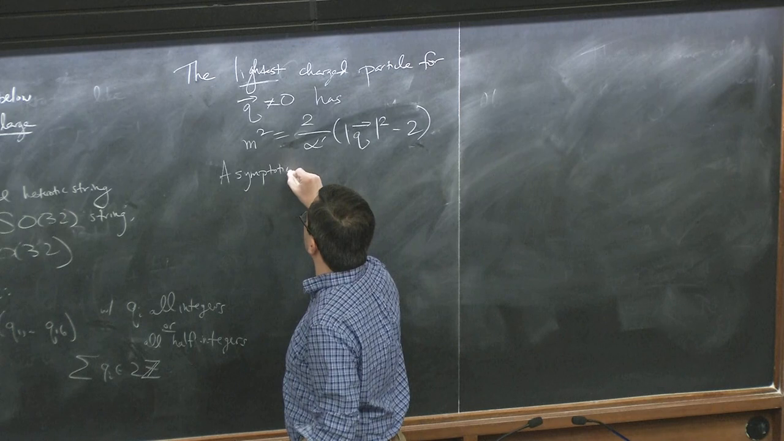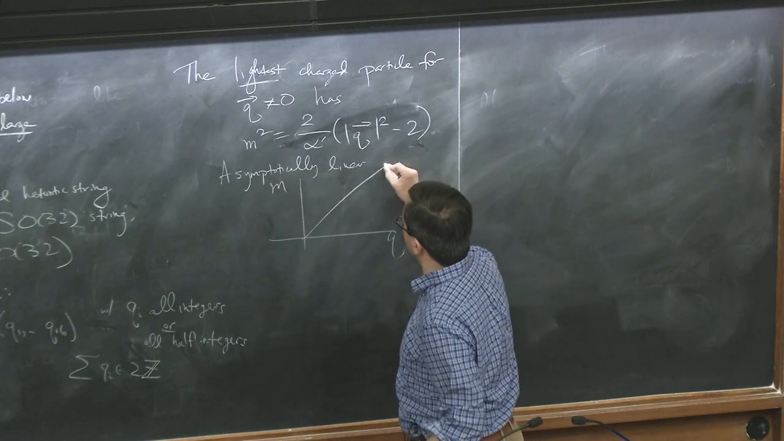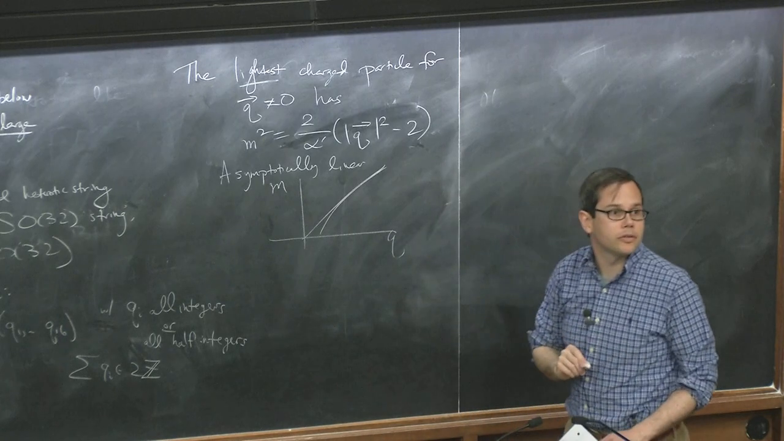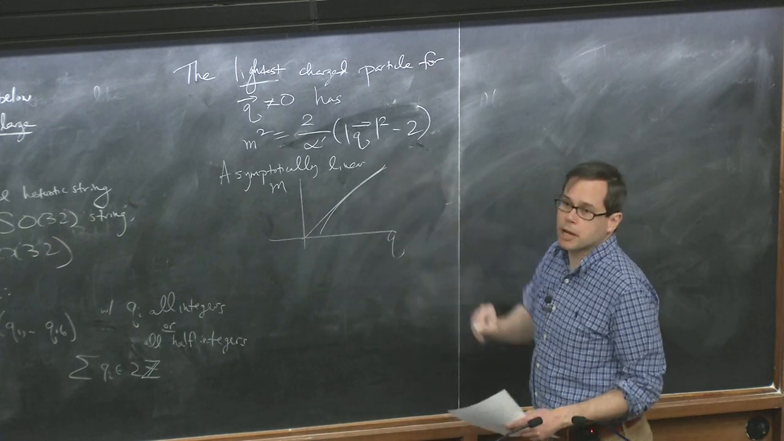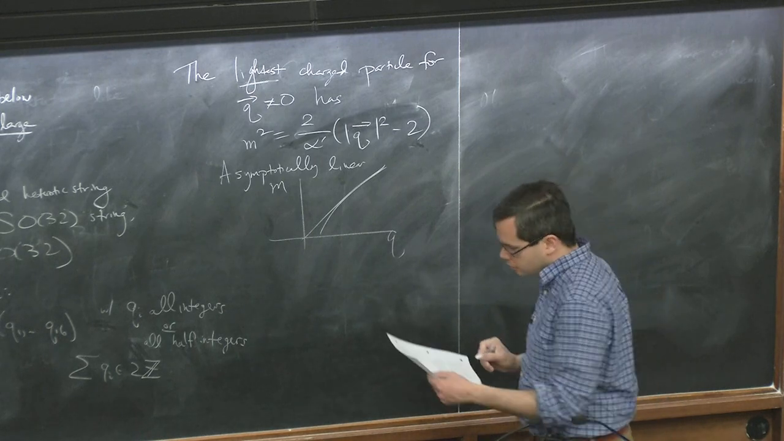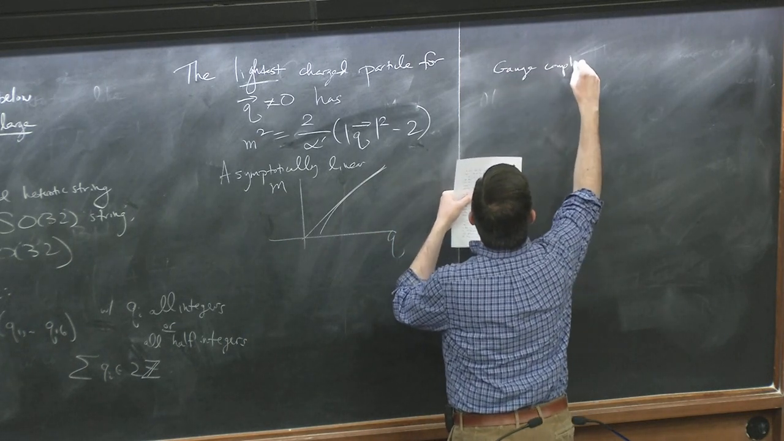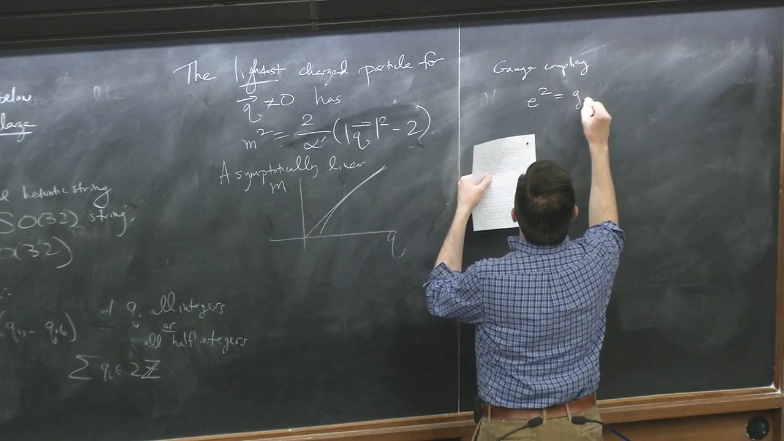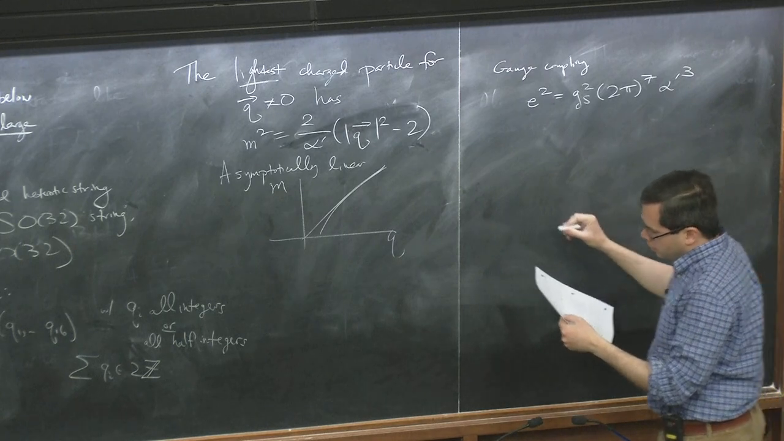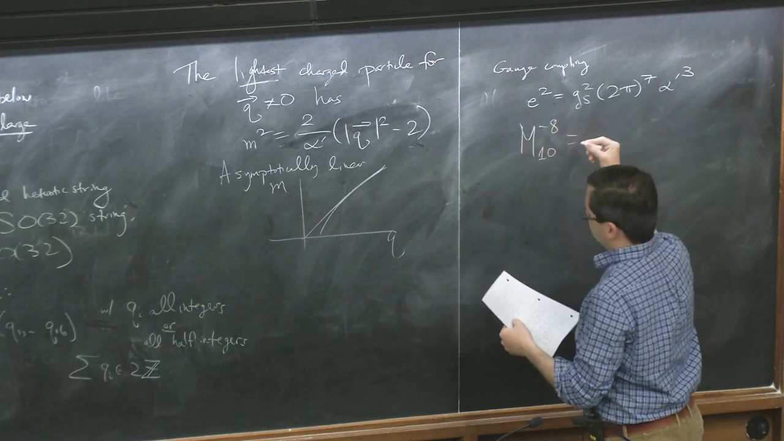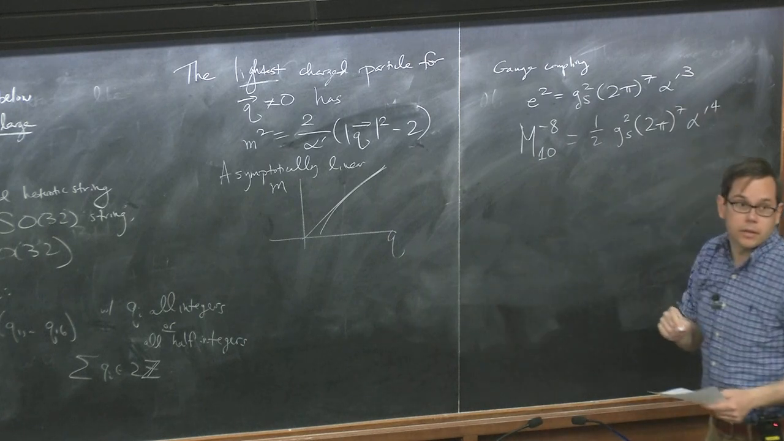So this spectrum is asymptotically linear. But if I were to plot mass versus charge, it stays below the diagonal line. And in fact, asymptotically, this matches onto the black hole extremality bound. Okay, so our gauge coupling e squared is related to alpha prime and g_string in this way. Our 10-dimensional Planck scale to the minus 8 power is related to g_string and alpha prime in this way.